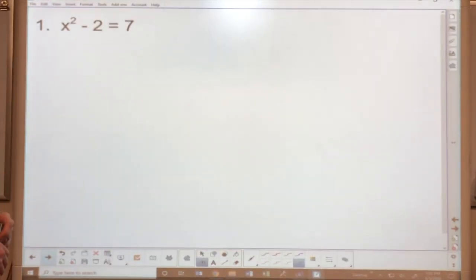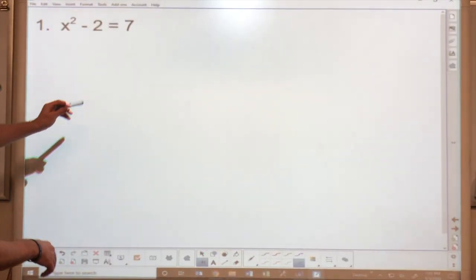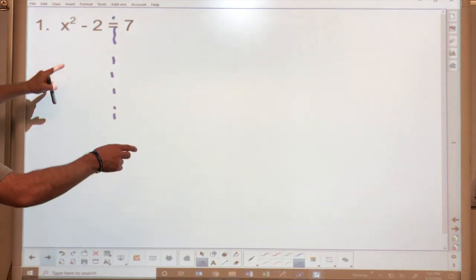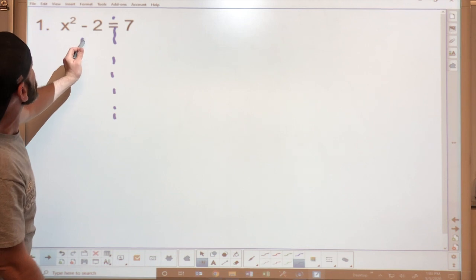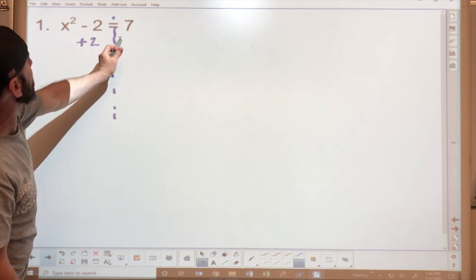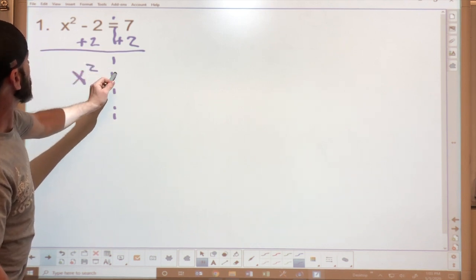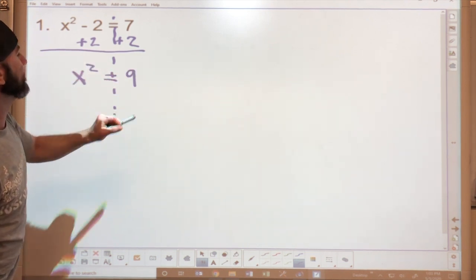Okay, here's our first example. Easy peasy. We're going to start with just a little reminder there with the wall. The first thing to do is to add 2 to both sides. So add 2 to both sides, and we have x squared equals 9.